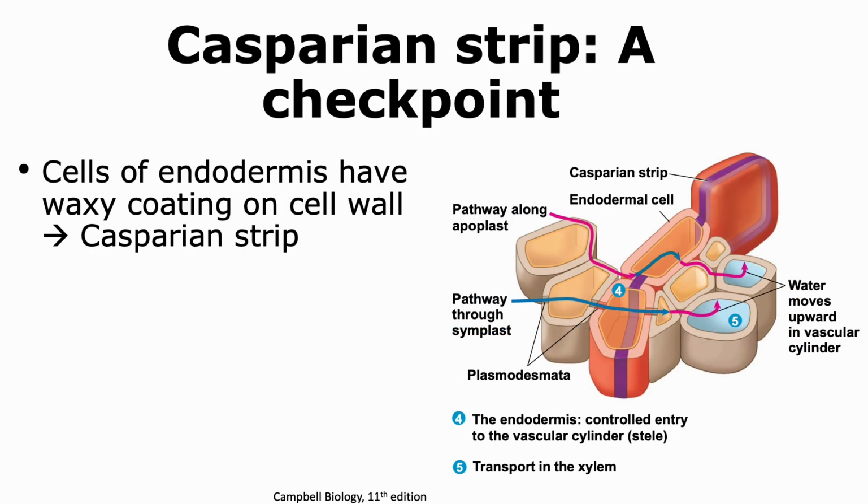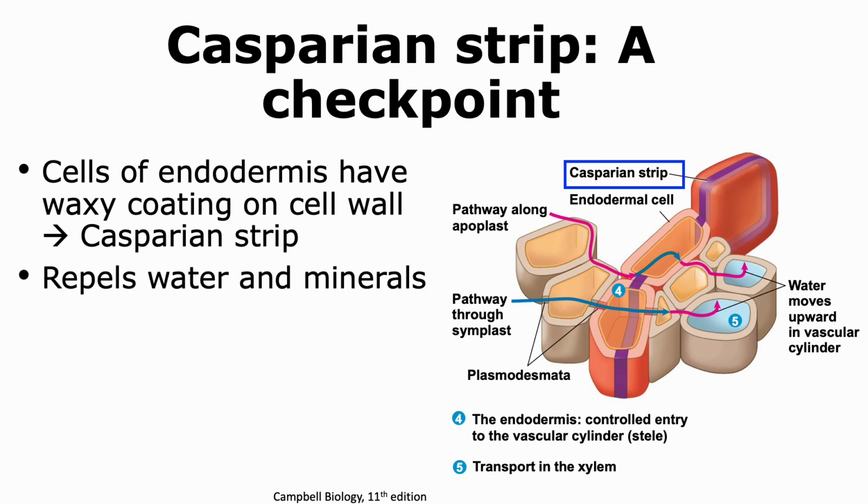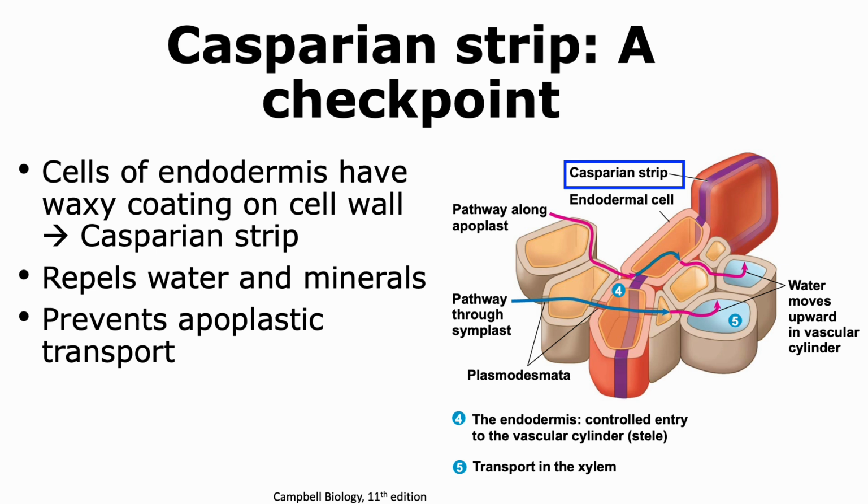It is able to do so because the cells of the endodermis have a waxy coating on their cell wall, which is called the Casparian strip. The Casparian strip repels water and minerals, and hence it prevents the apoplastic transport of water. In order for the water to reach the vascular bundle, it has to use the symplastic route, which is through the plasmodesmata of the endodermal cells.